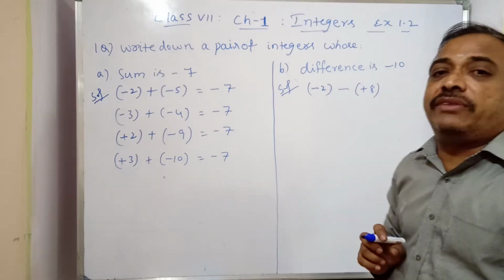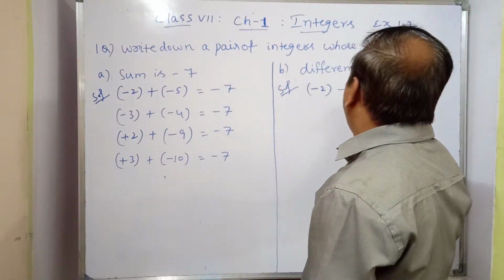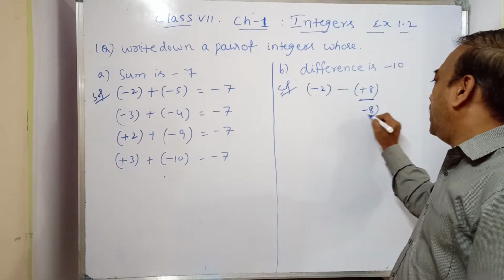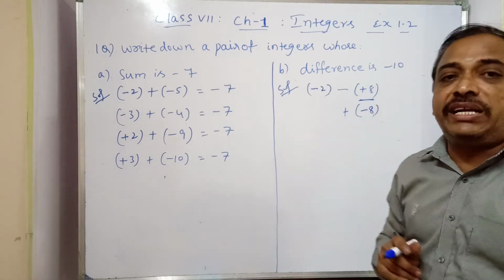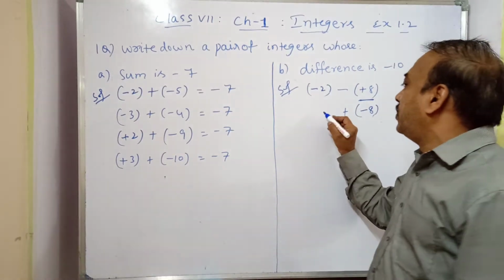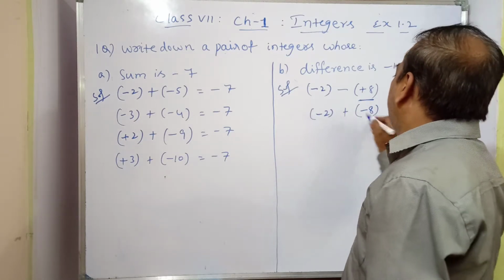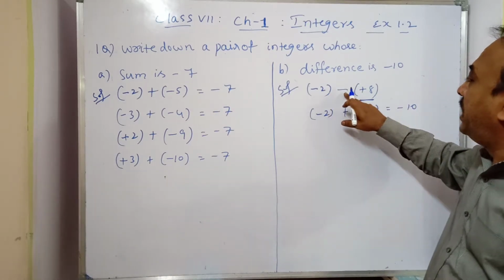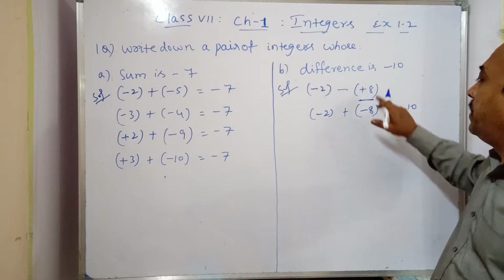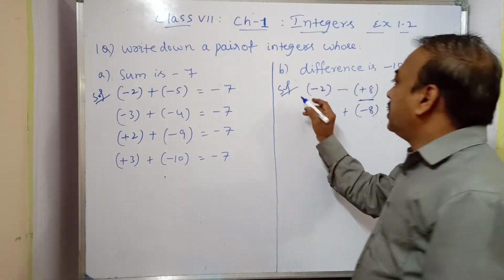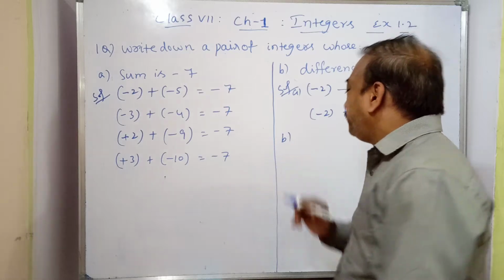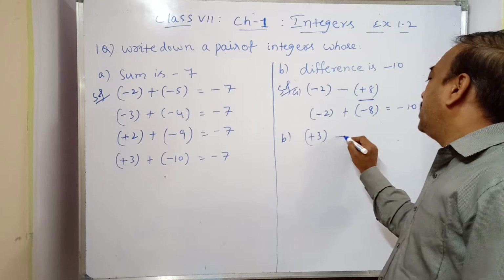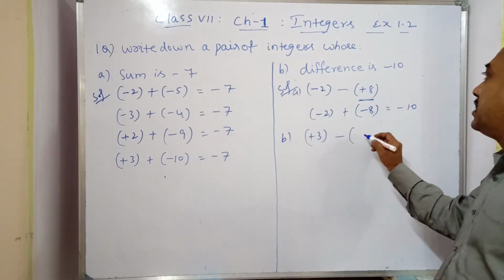As we know, additive inverse: we need to add the additive inverse of plus 8. What is its additive inverse? Minus 8. So subtraction of integers is nothing but adding its additive inverse. So minus 2 plus minus 8 is equal to minus 10. The difference of minus 2 and plus 8 is minus 10. This is one example.